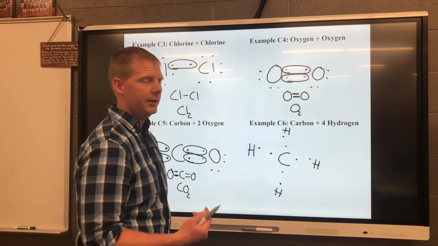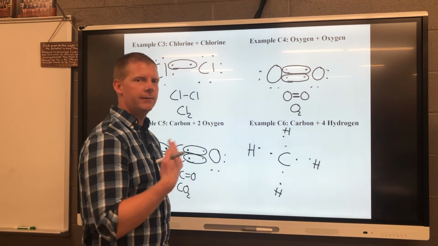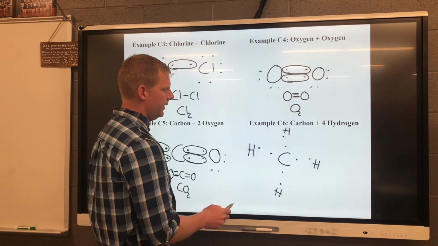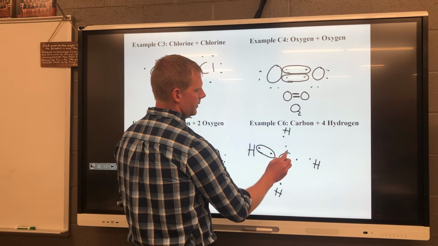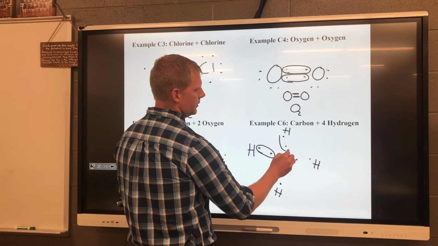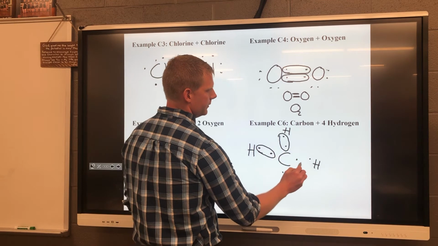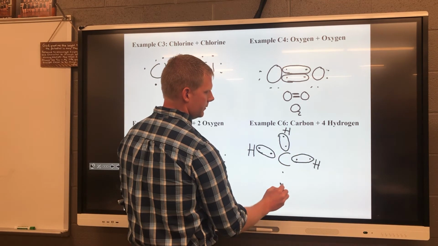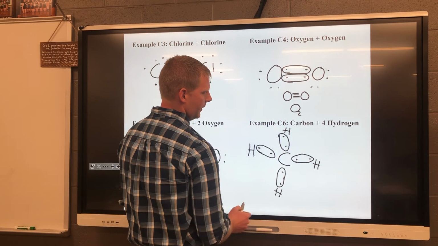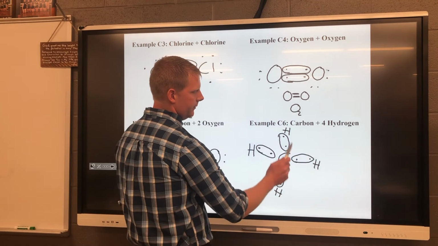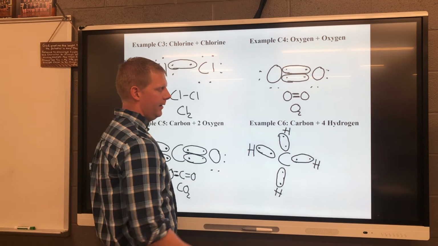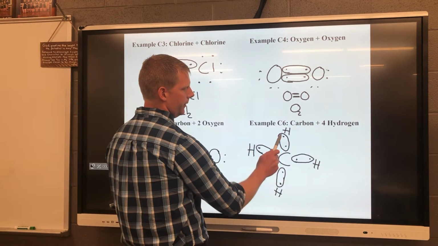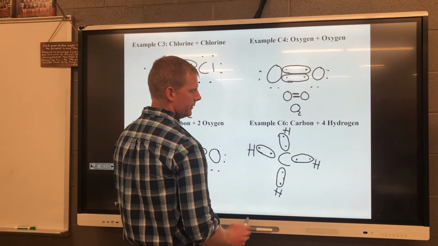So I know hydrogen, because it only has 1 energy level, to fill that one up, it only needs 2 valence electrons. So in this case, if each one of these share a pair, each hydrogen has 1, 2. This hydrogen has 1, 2, 1, 2, 1, 2. And then if I count the carbon, I have 1, 2, 3, 4, 5, 6, 7, 8.